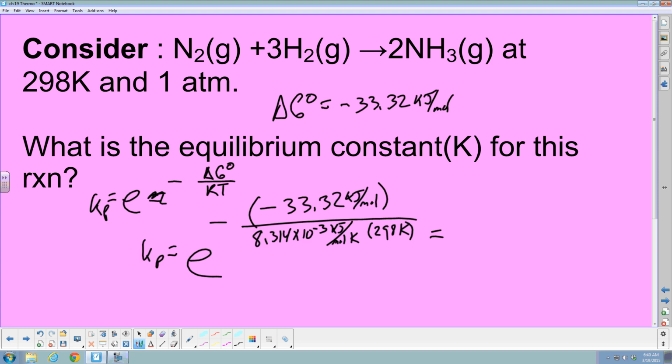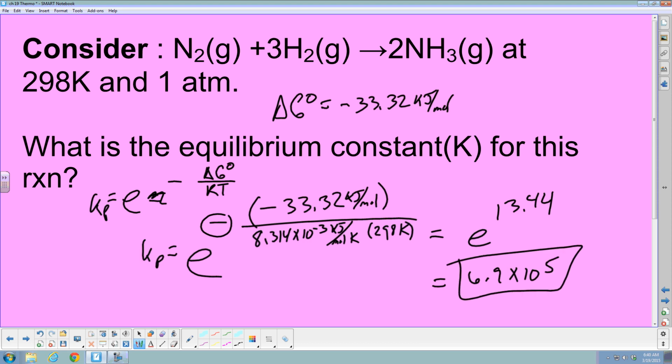33.32 negative divided by 8.314 times 10 to the minus third divided by 298, negative 13.44, but we have to take the negative of that value. So that is really e to the 13.44. And so when I take the e to the 13.44, I get 6.9 times 10 to the 5th. And that is my K. Great. You guys do the next one. Bring me back when you're ready.